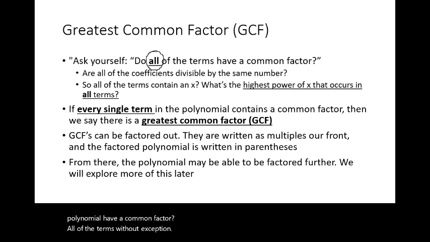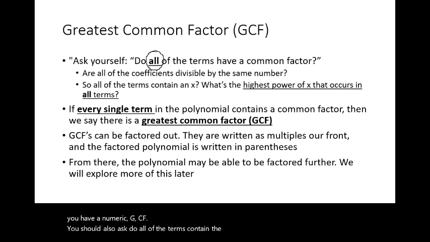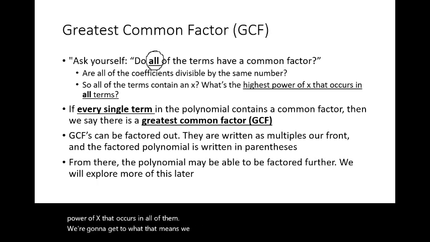So you should ask yourself, are all of the coefficients divisible by the same number? If they are, you have a numeric GCF. You should also ask, do all of the terms contain the same variable? And if so, what is the highest power of x that occurs in all of them? We're going to get to what that means when we actually see one, but you should just take a look at, okay, do all of the terms contain an x in it?